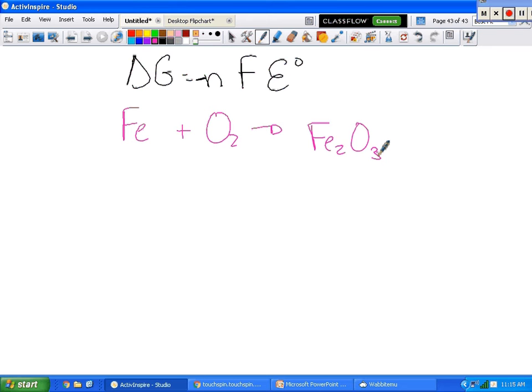Because the reason I'm showing this is because you're going to see it tomorrow. Yeah, but we couldn't do N. You can actually do the N in this one because it's a redox reaction. Negative 1490 kilojoules.